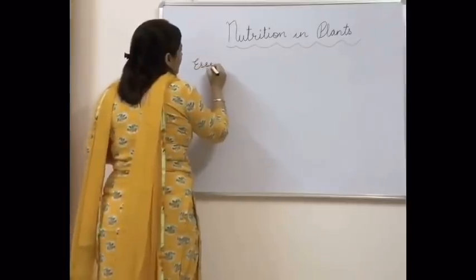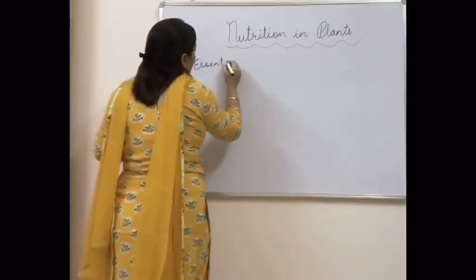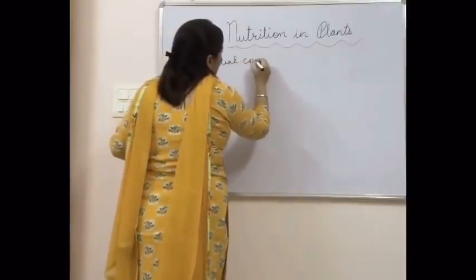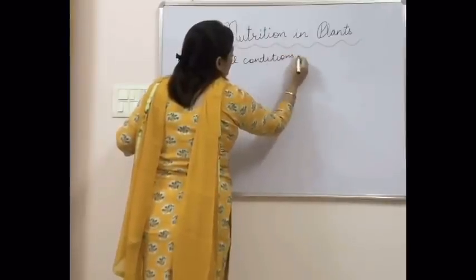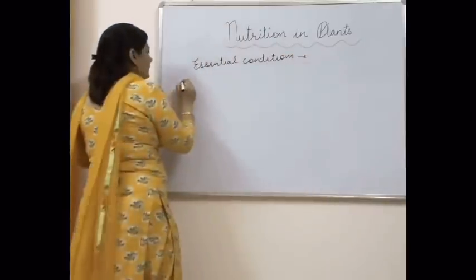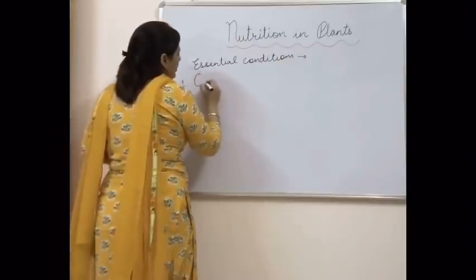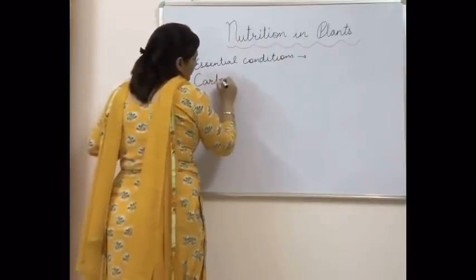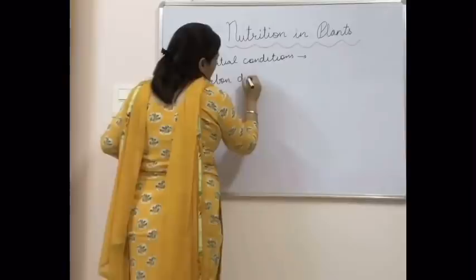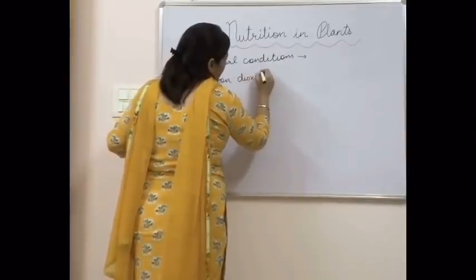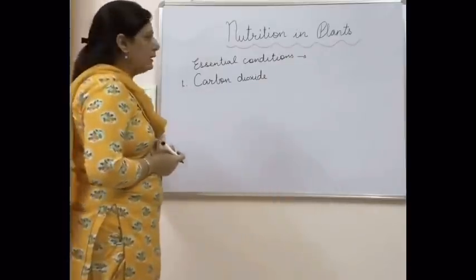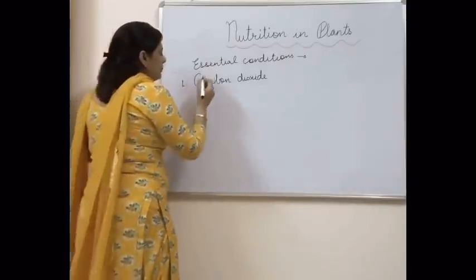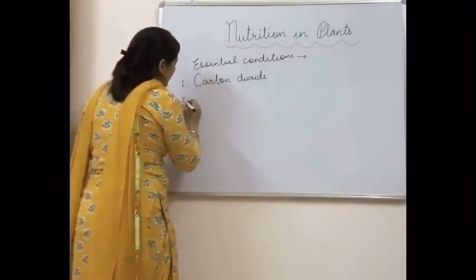Essential conditions which are required for the process of photosynthesis. One thing is, you must have carbon dioxide. Carbon dioxide is a gas which is released by plants as well as animals, human beings, everybody. So this is the main thing. Then we need to have water.